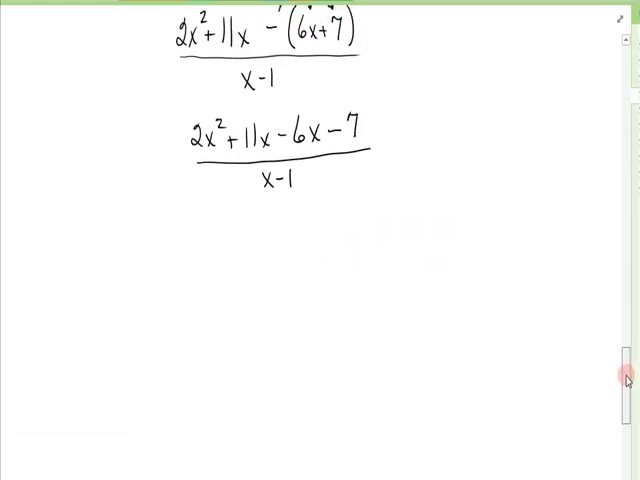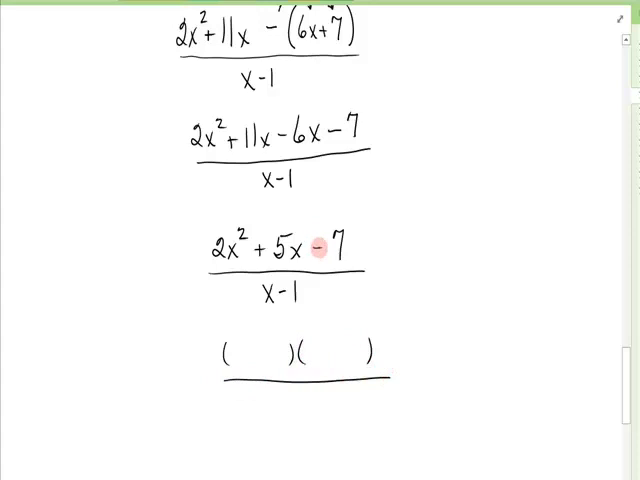Now I'm going to combine like terms. I have 2x squared plus 5x. I got 5x from taking 11x minus 6x, minus 7 over x minus 1. All right, maybe I can factor and therefore reduce. So let's see. We're going to have to try trial and error with the top. The last sign is negative. That means one of each.